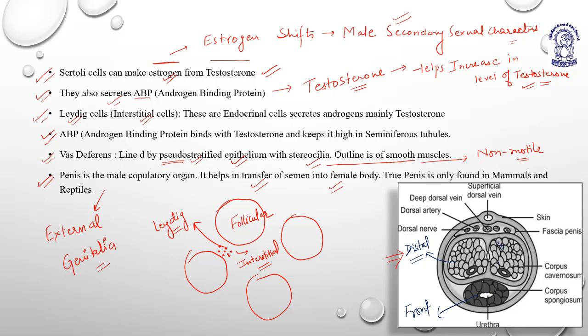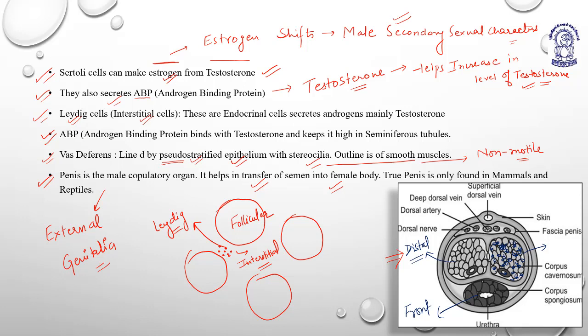Cavernosum is filled with numerous blood capillaries. These blood capillaries have sinuses, meaning small pores. These pores are filled with blood, and the blood gets accumulated in between these pores. The moment blood gets accumulated, what will happen? The erectile tissue of the penis gets excited and ready for the phase of sexual intercourse, right?